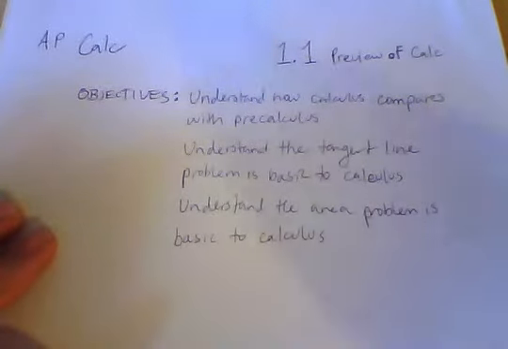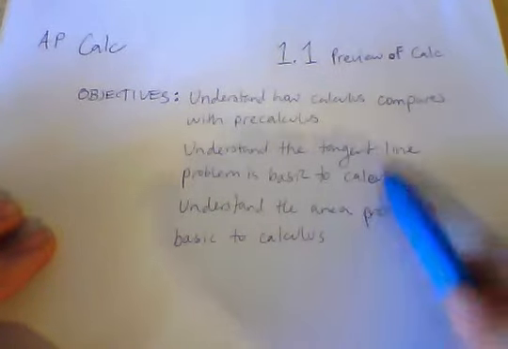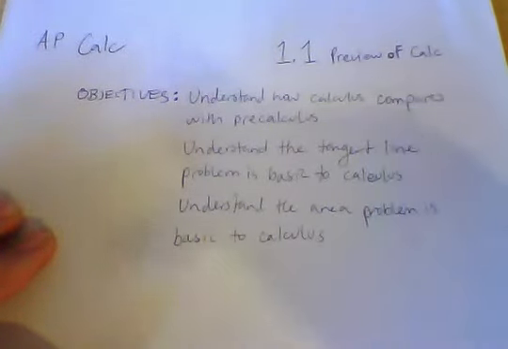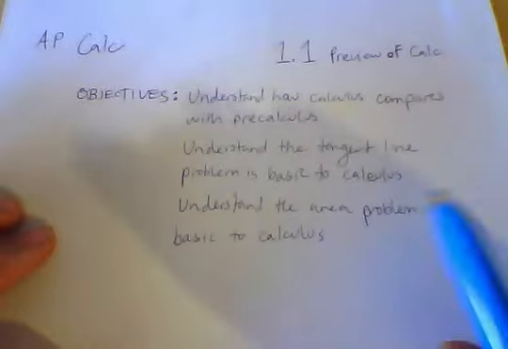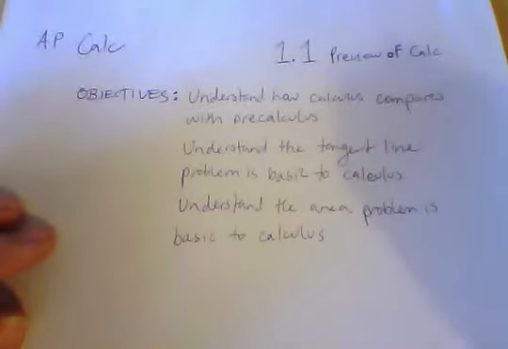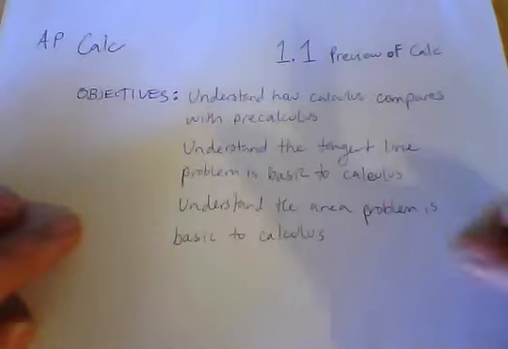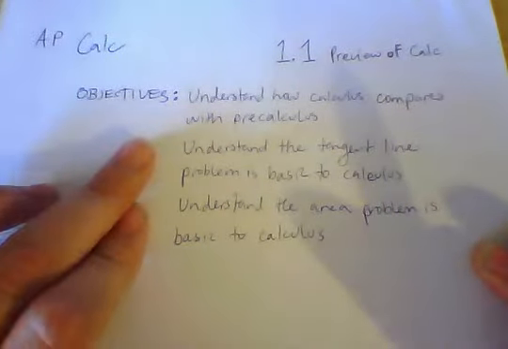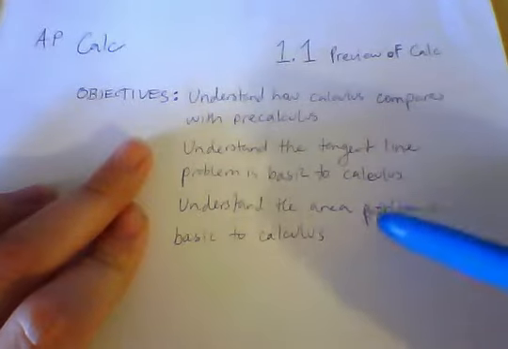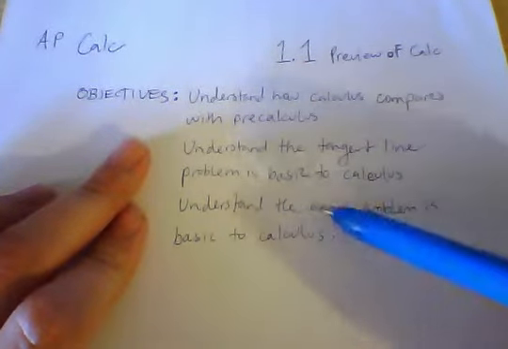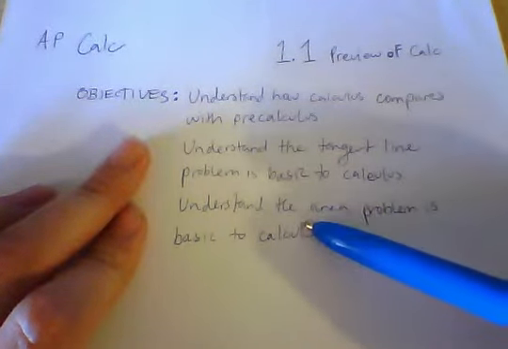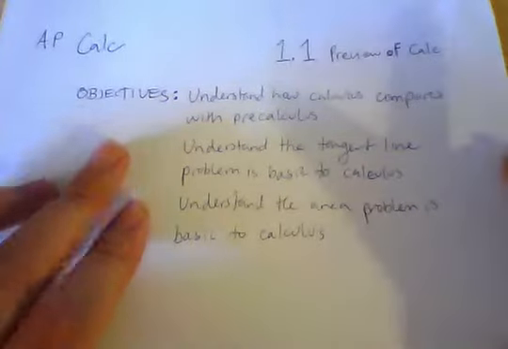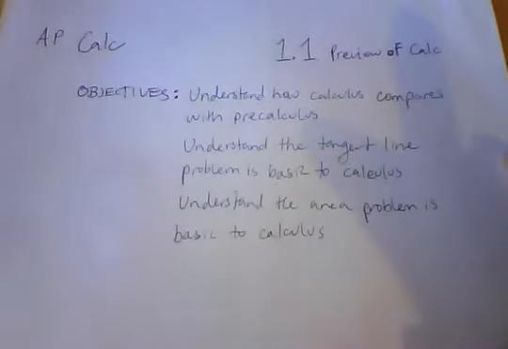Alright, we're beginning at chapter 1.1 and this is our preview of calculus. Our objectives are we're going to understand how calculus compares with pre-calculus. We're going to introduce the two problems that are very basic to calculus, the problem of the tangent line and the problem of area, specifically area under the curve. Alright, so let's just jump right in here.